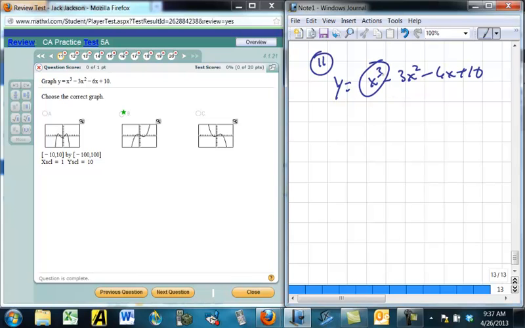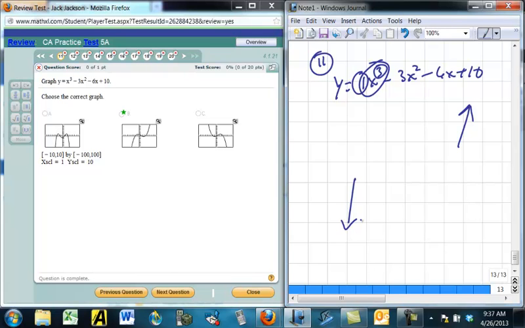Let's talk about the end behavior first. That's a power 3, so first of all, it has a positive leading coefficient. So that says the arrow on the right side is up. It's an odd power, so the arrow on the left is down. Well, that automatically eliminates, well, in fact, that does it.